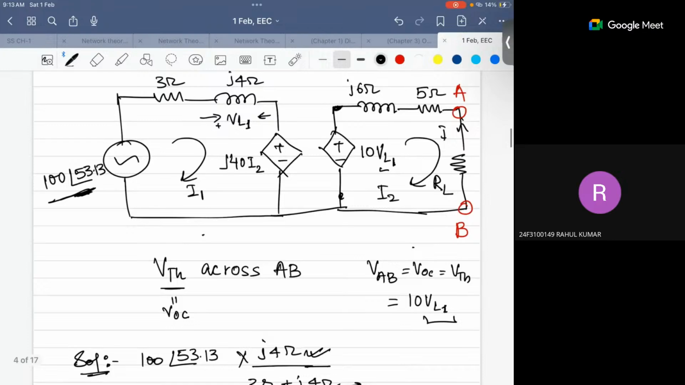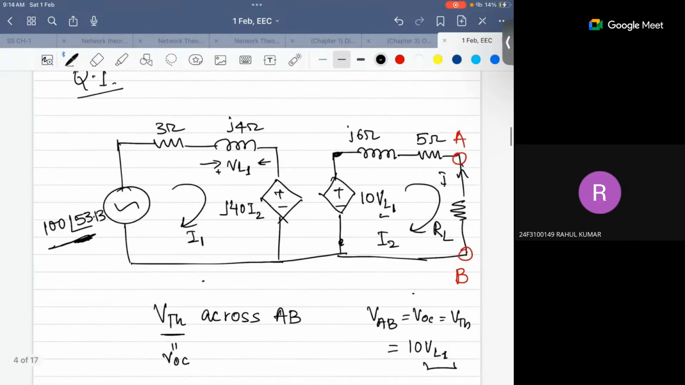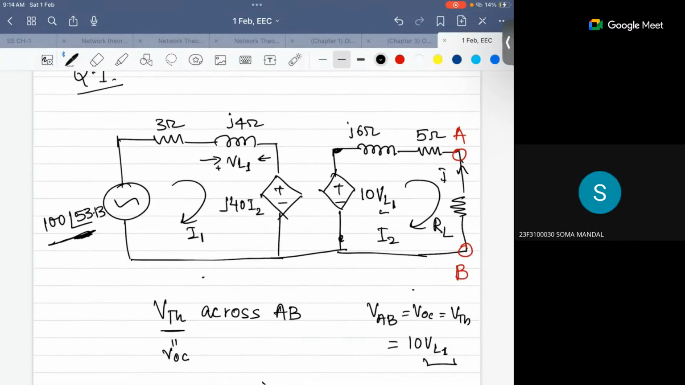Now what will be the V Thevenin? V Thevenin will be 80 angle 90 degrees times 10. So 10 times that. This will be the V Thevenin. Anyone faced any issue in this?